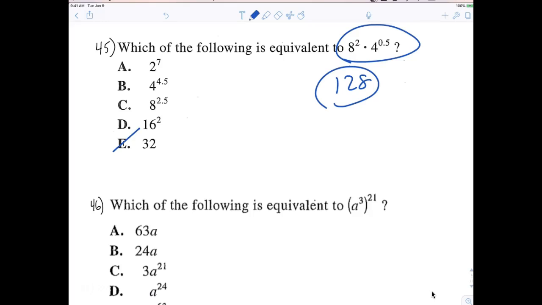16 squared, we already said, was 256, so that's not it. So you just have to plug them in. So do A. What is A? 2 to the 7. So what's the answer? You see what I'm saying on this now, right? All right. Correct answer is A.